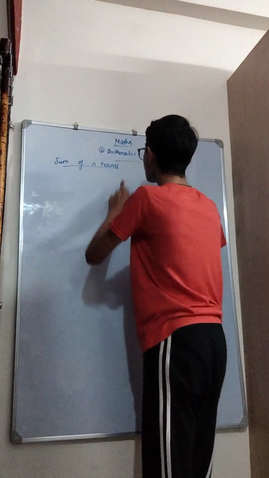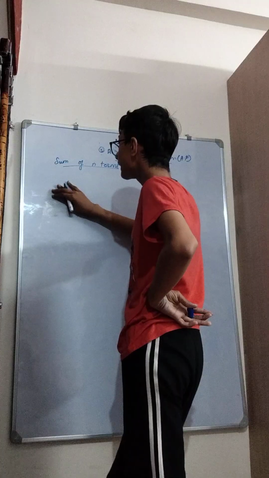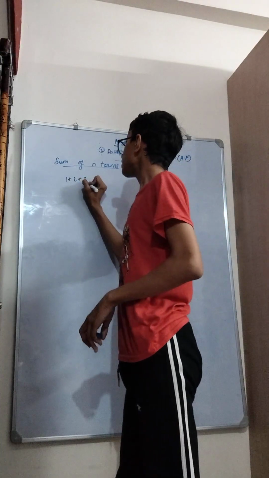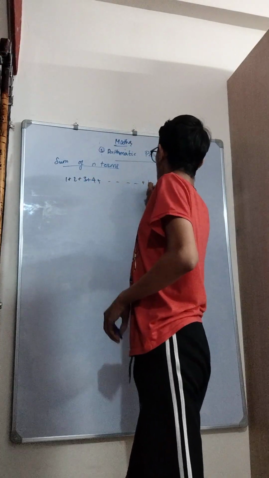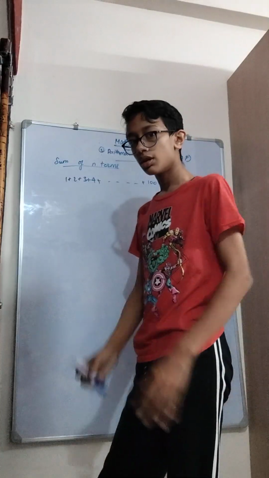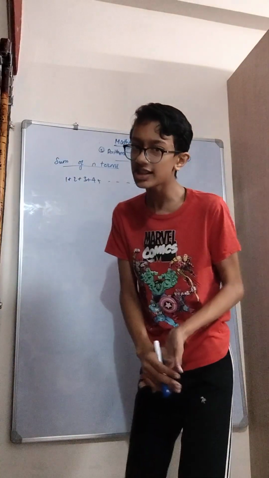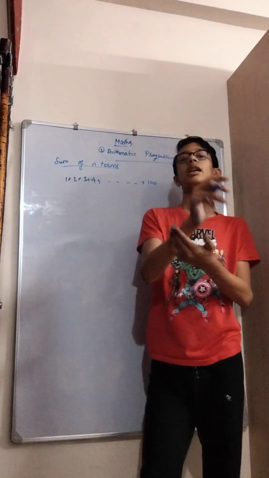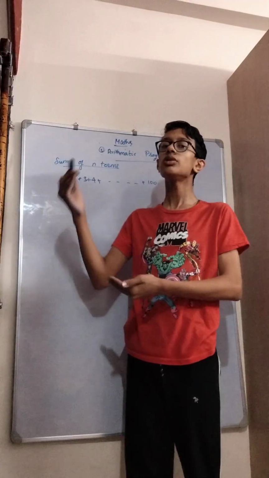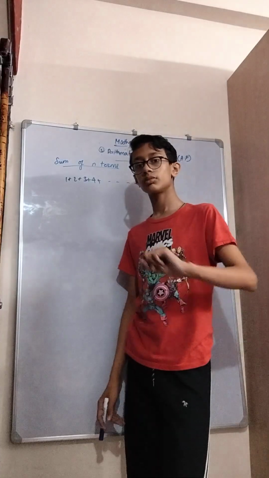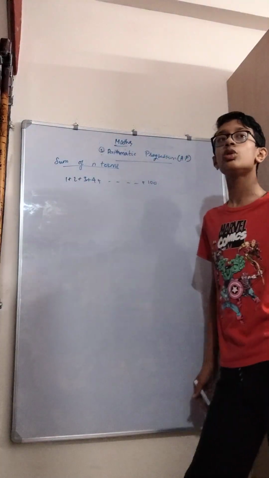So Carl Friedrich Gauss, what he did is, his teacher asked him to find the sum from 1 to 100. So 1 plus 2 plus 3 plus 4 all the way to 100. His classmates would do 1 to 10 addition, then 11 to 20, then 21 to 30, all the way to 91 to 100. But Gauss did not do it like that. He did it in less than 2 minutes.